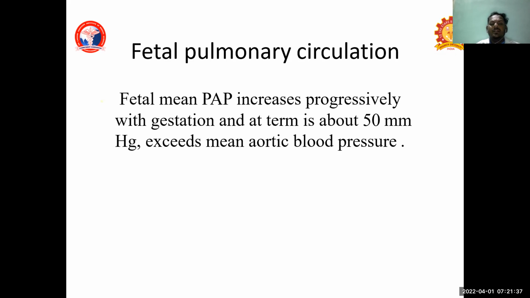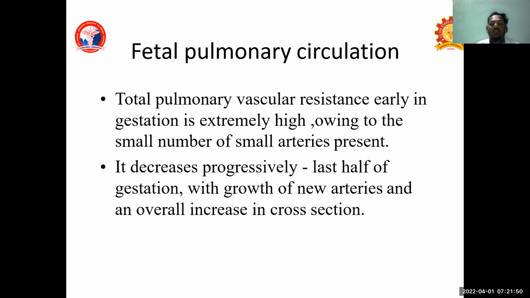In the fetal pulmonary circulation, mean pulmonary artery pressure increases progressively up to 50 millimeters of mercury and exceeds mean aortic blood pressure. Here, total pulmonary vascular resistance early in gestation is extremely high, owing to the small number of arteries present. It decreases progressively in the last half of gestation with growth of new arteries and an overall increase in cross section.